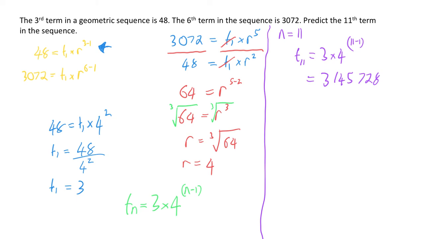3,145,728. So that is an example of how I can find the rule of a geometric sequence if I only know two terms and their location within that sequence. And then once I find that rule, I can go ahead and find other terms within the sequence.